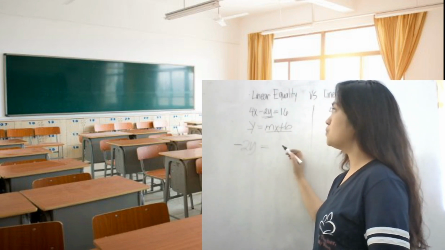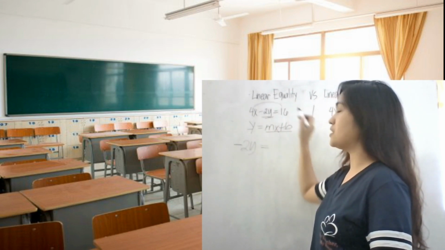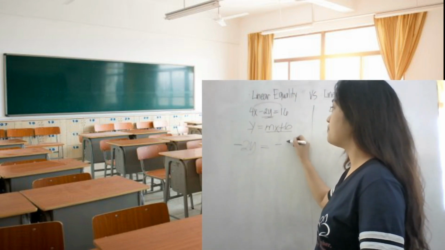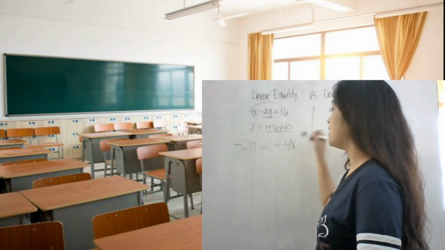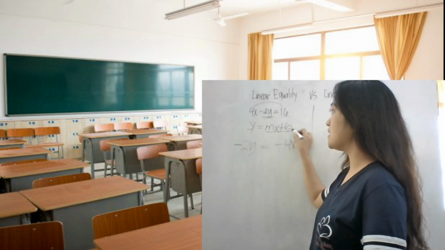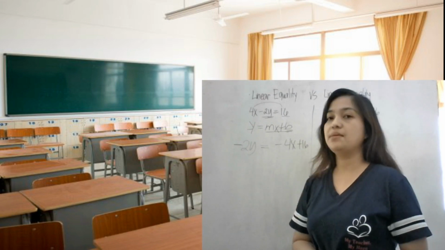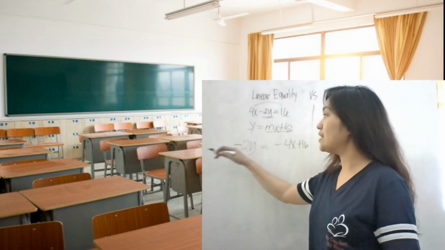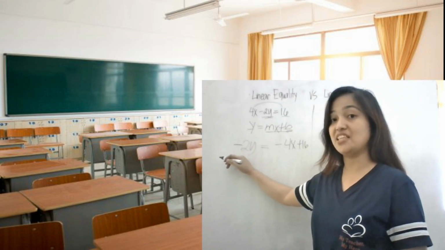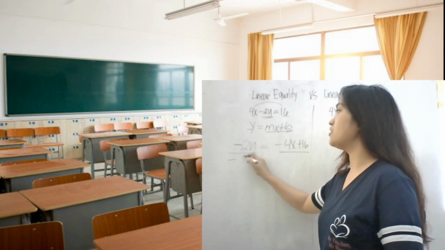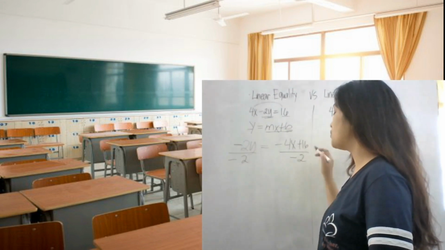is equal to, move 4x, the positive 4x becomes negative 4x. And then, 16 is already on the right side, so just copy: plus 16. Divide them by, what is beside y? Because only y should be there. So, we divide both sides by negative 2, negative 2.